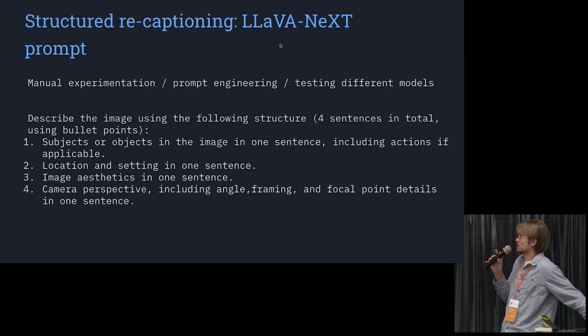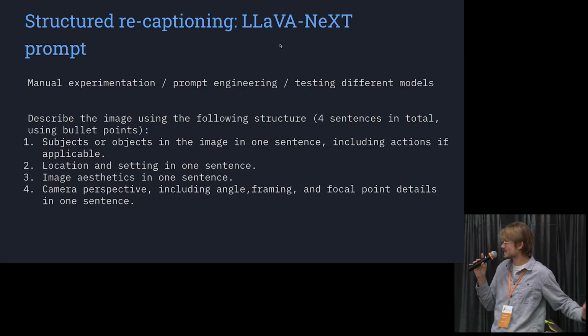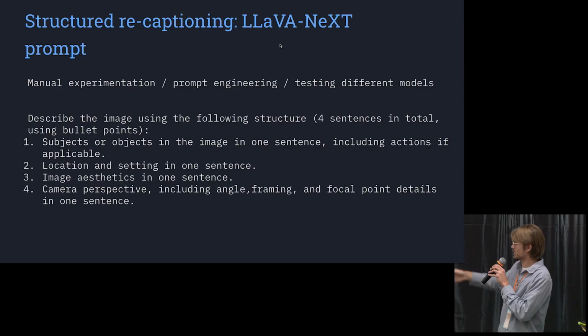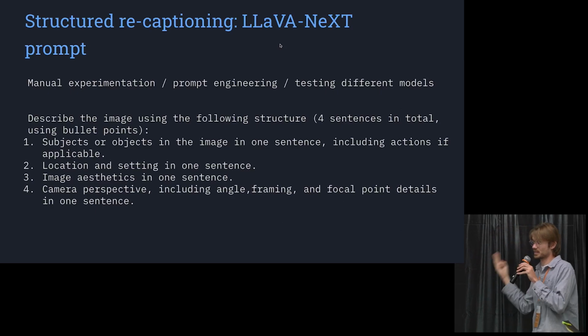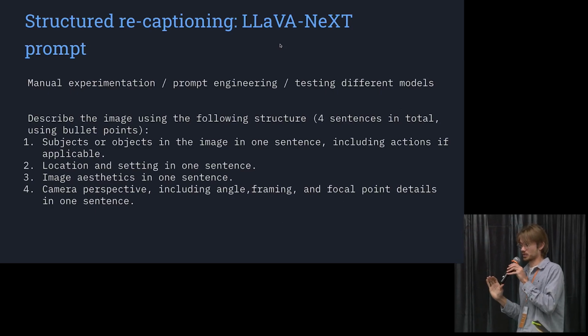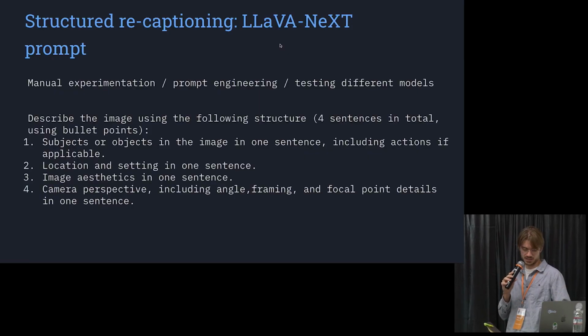So through a lot of manual experimentation, prompt engineering, and really just exhaustive testing of different models, we came towards using a model called LLaVA-NeXT with this following caption prompt: Describe the image in the following structure. Basically, it's broken up into subjects or objects, location, something about the aesthetics, and then something about the camera perspective. And we found that this covered those points that I discussed previously.